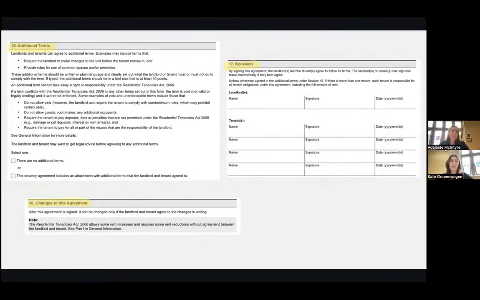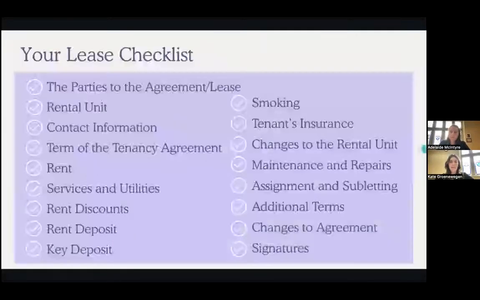But again, be aware that your landlord could include clauses here that are not legal and not enforceable, which will be covered on the next slide. Changes to the agreement simply clarifies after signing the agreement that all changes must be made in writing and with the consent of both landlord and tenant. And then signatures. So ensure your lease is dated and signed by you, your landlord, and any additional tenants. And there is just an overview of all the elements that should be part of your lease.